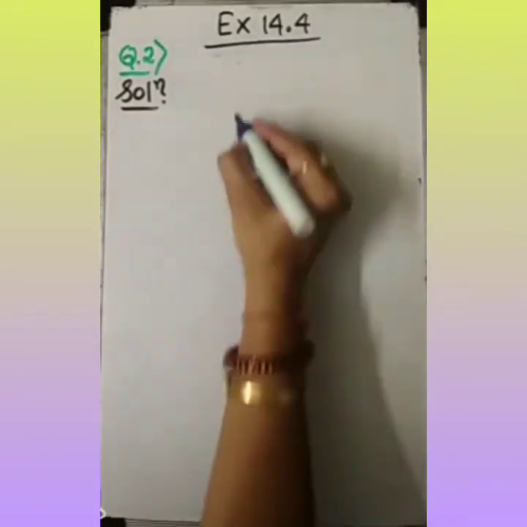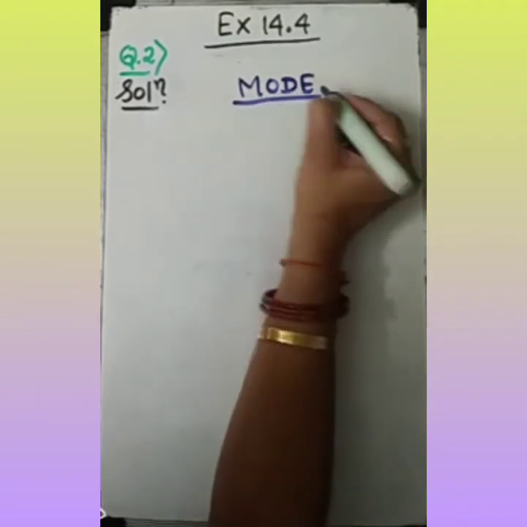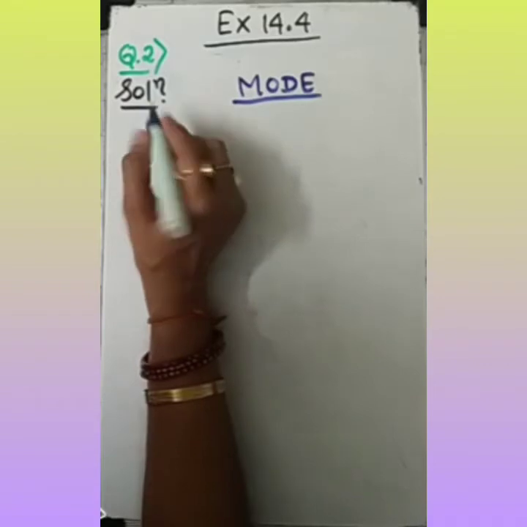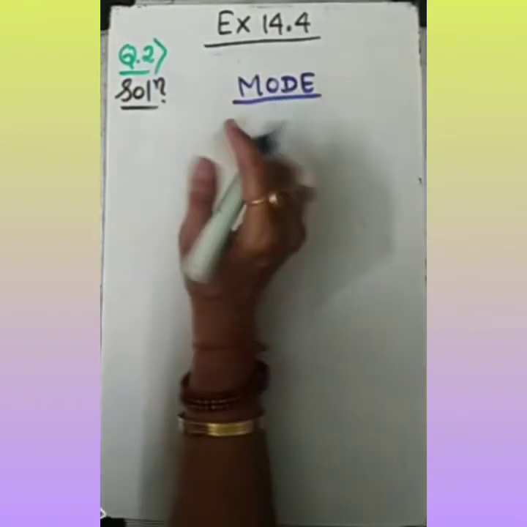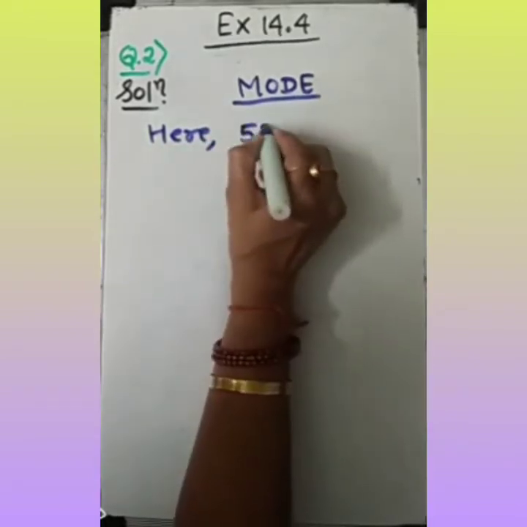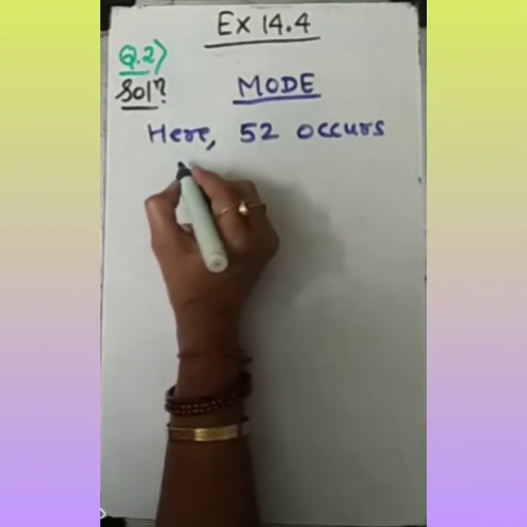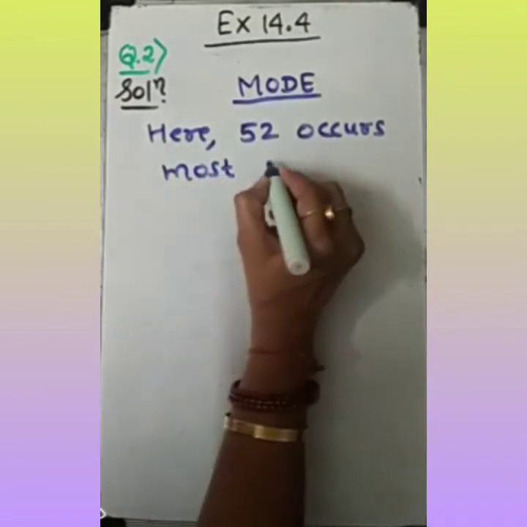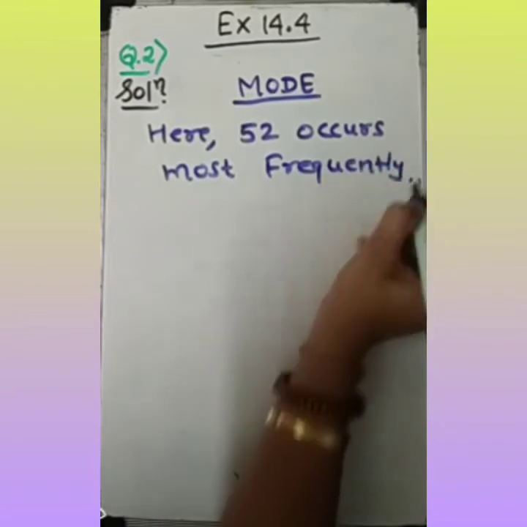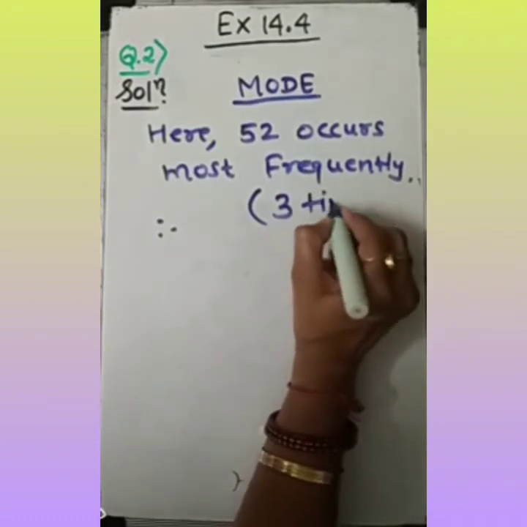So it's time to mention the mode now. Mode. Okay dear student, this is the third requirement of the question. Now if we observe all this data, we can see that 52 occurs most frequently. That's why we need to say that, and how many times, we also need to mention. It is coming 3 times.